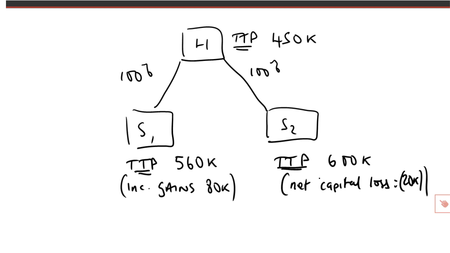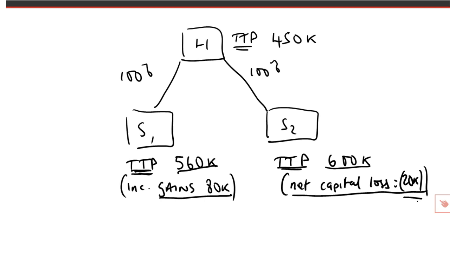The additional information you are given is that within the £560,000 of gain, there are chargeable gains of £80,000 included within the TTP of 560. And though S2 had a TTP of 600,000, that left an unused net capital loss in S2 of £20,000. What are we therefore able to do?